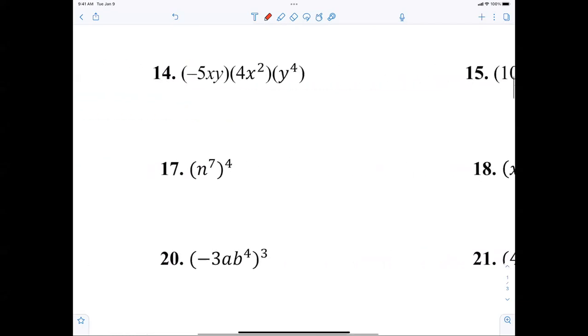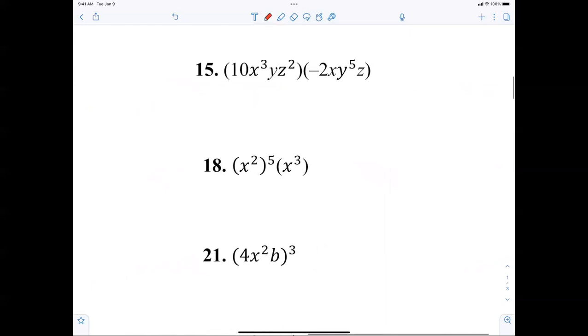All right, Jackson, 15. Come on, everyone write the answer down. So 10 times -2 is -20 in front. x cubed plus x to the 1 is x to the 4th. y to the 1 plus y to the 5 is y to the 6.